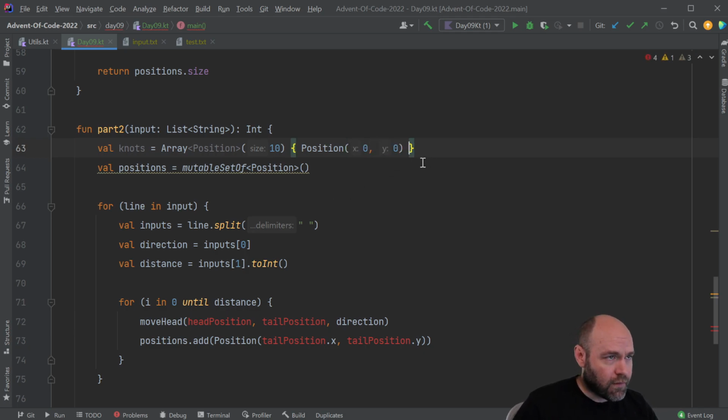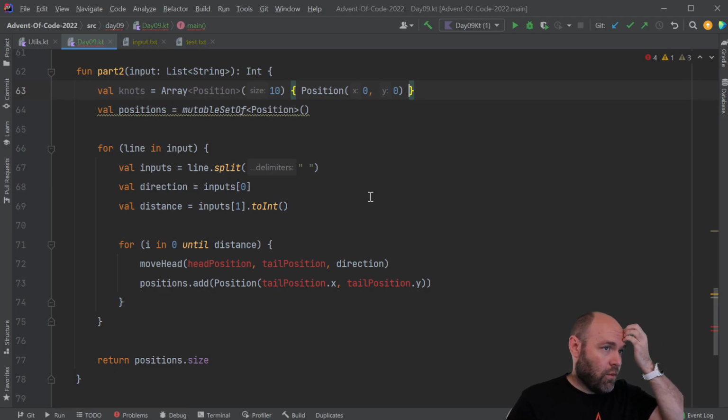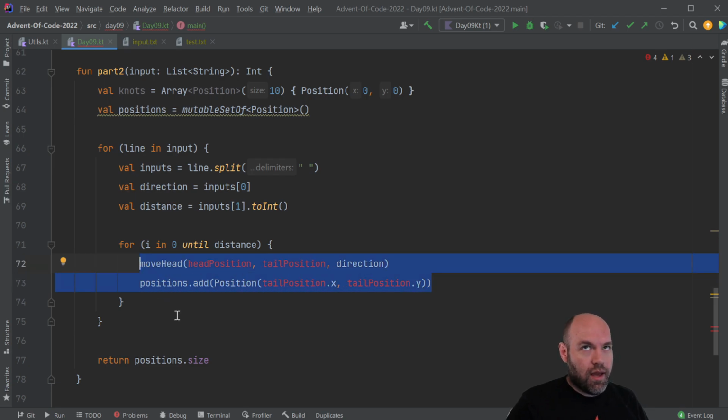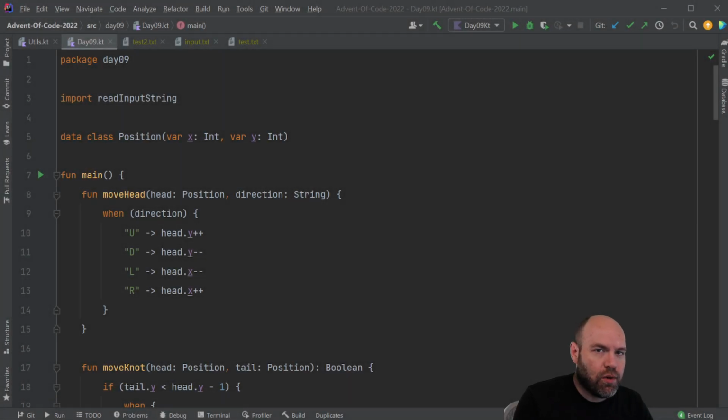And then for each spot in the distance, we want to not move the head. We want to move each knot. Okay, so earlier on I said we could take a shortcut by only caring about the direction that the head moves and using that as a way to figure out which movement our rope needs to take.